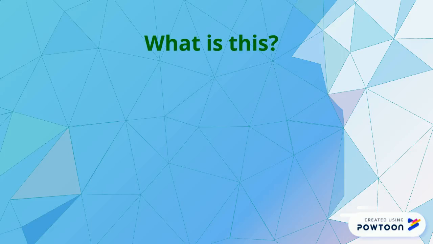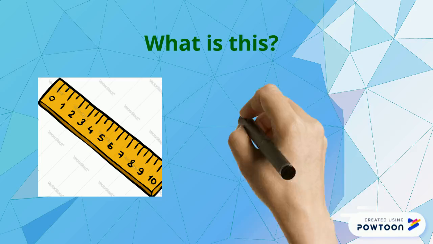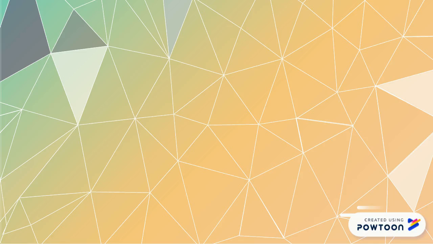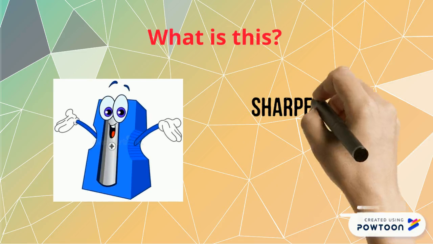What is this? ¿Qué es? Yes, a ruler. Ruler. What is this? ¿Qué es? Sharpener. Sharpener.